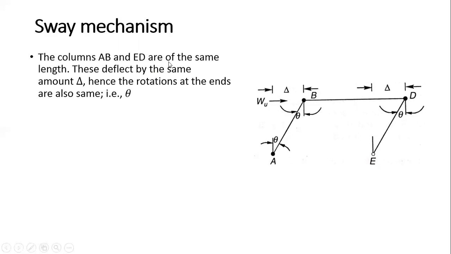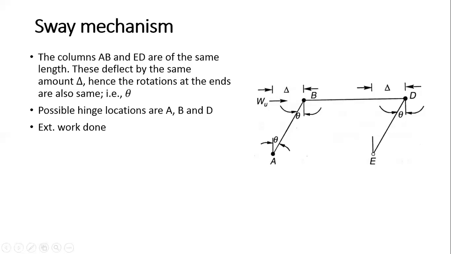So the columns AB and ED are of the same length. So this column is equal to this column, height is same. So this means that these deflect by the same amount delta here. So the rotations at the ends are also the same. This is theta, so this is also theta. So these are the possible locations of the hinges.